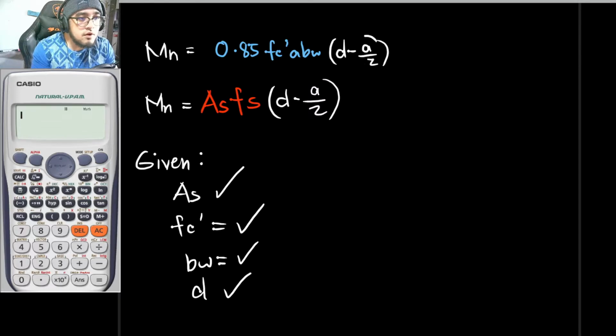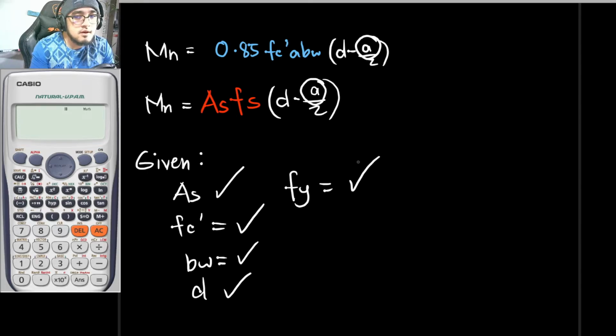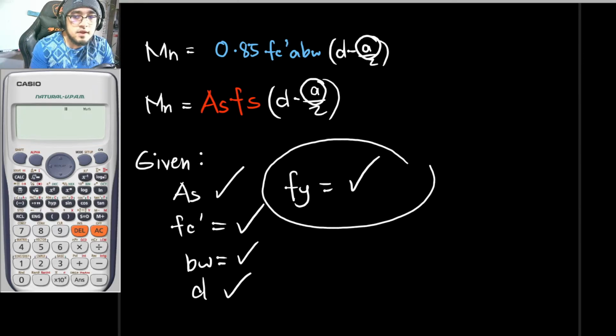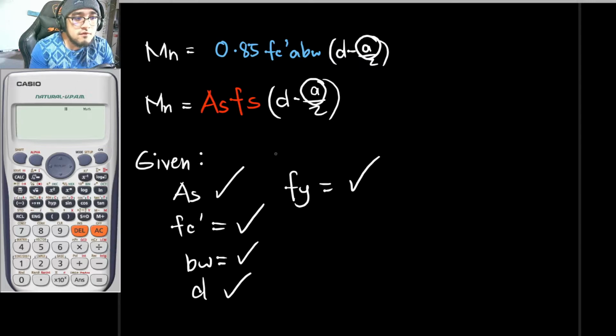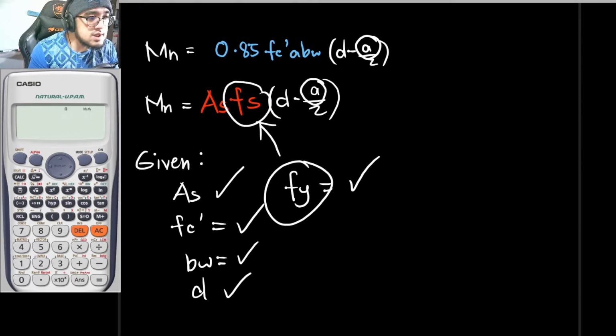But what about for a? We do not know the value of a and we do not know the value of fs. Once again, your Fy is already predetermined, so you can already know the Fy. But we do not know if Fy is to be equal to fs, if that is the value that we will be using here.